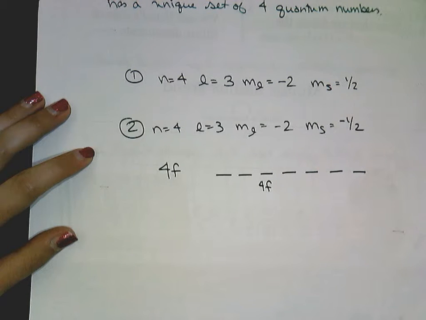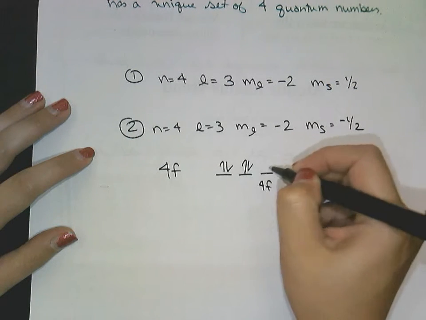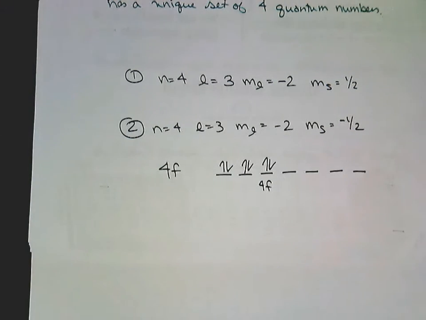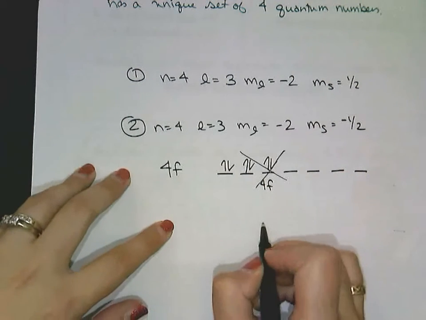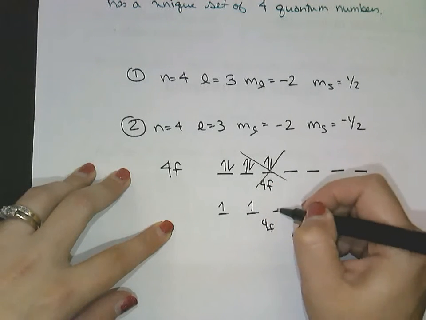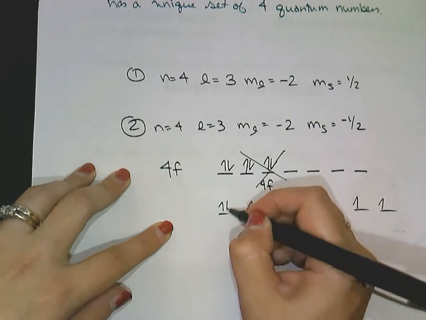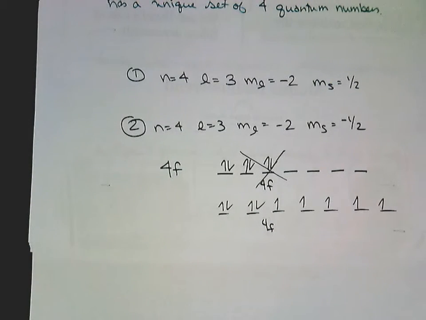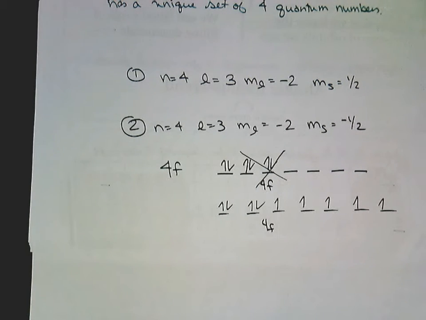So if it had 7 platforms, how would I fill them? Would I do it this way? What's wrong with that? That's Hund's rule, right? You have to do 1, 2, 3, 4, 5, 6, 7. You've got to do all ups, and then you can come back and do some downs. Degenerate means that, if you're picturing it as an orbital diagram, the platforms all belong to the same letter-number combination.